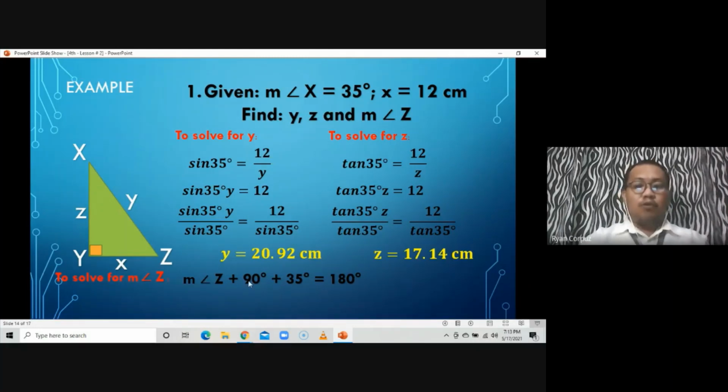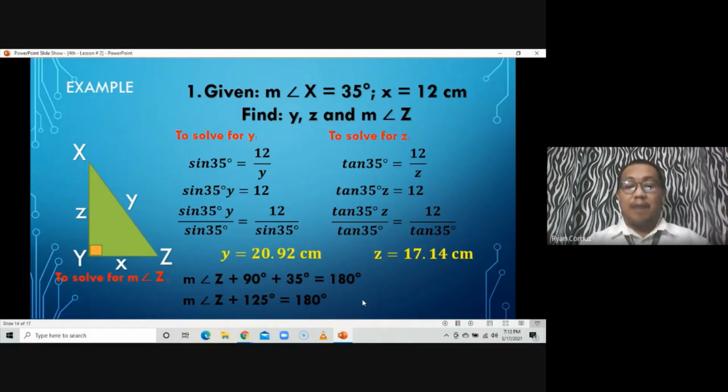So add the two to find the measure of angle C: 90 degrees plus 35 degrees will come up with 125 degrees. Then to solve for the measure of angle C, move lang natin yung 125 degrees to the right side of the equation. So it will become minus when you move it there. So magiging 180 degrees minus 125 degrees.